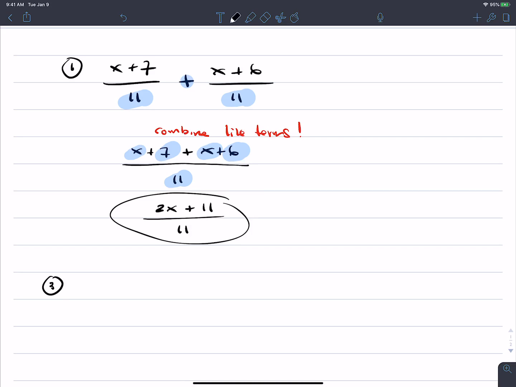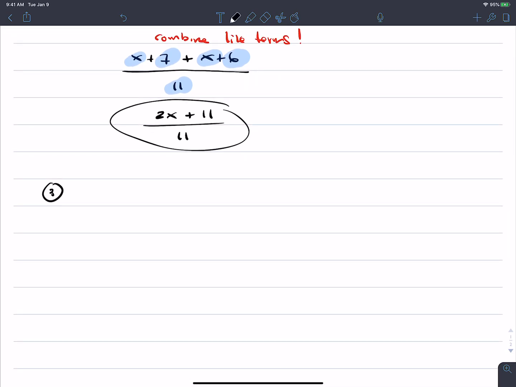Number 3. (3x)/8 minus (2x + 5)/8. Again, we notice that these are like, same denominator. We simply perform the arithmetic with the numerator. So we got a 3x here.